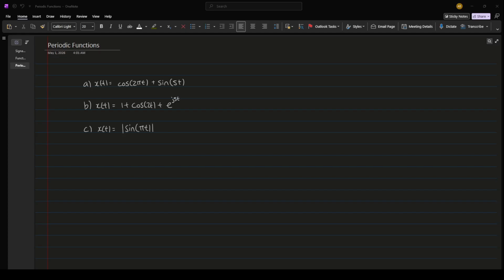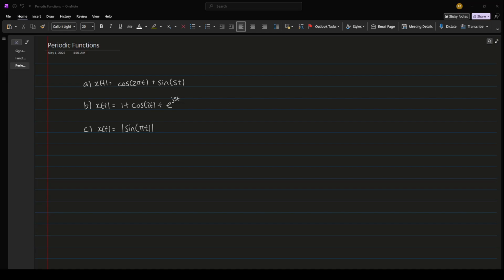Hello everyone. Today we're going to talk about periodic functions, and the focus here is going to be to identify the fundamental period of each function. So try to do these exercises on your own, and then pause the video, try to do it on your own, and then see if you got the right answer.